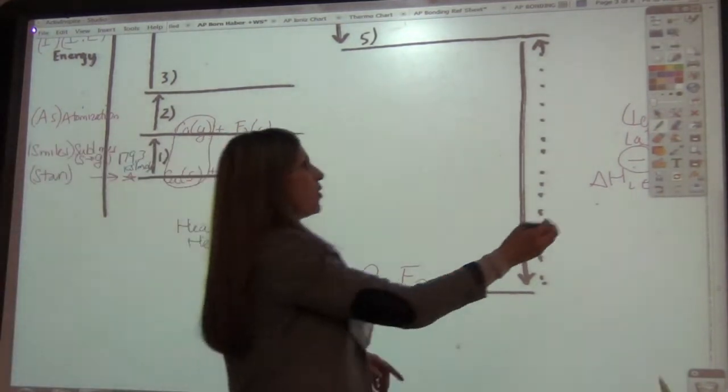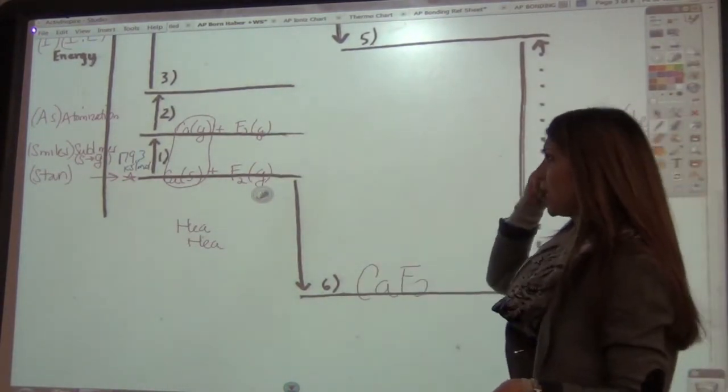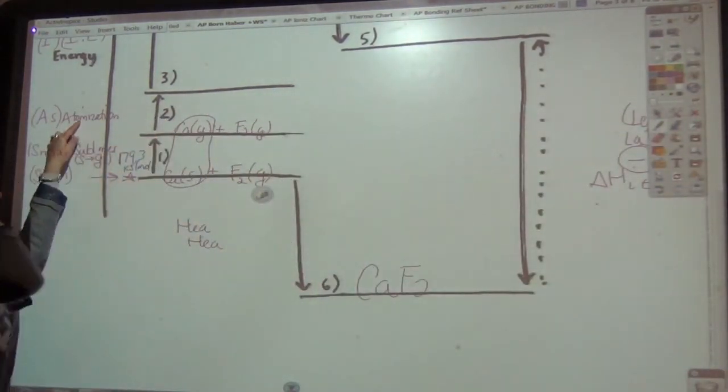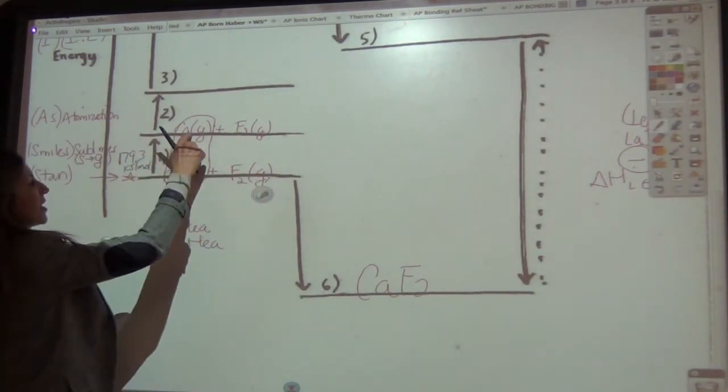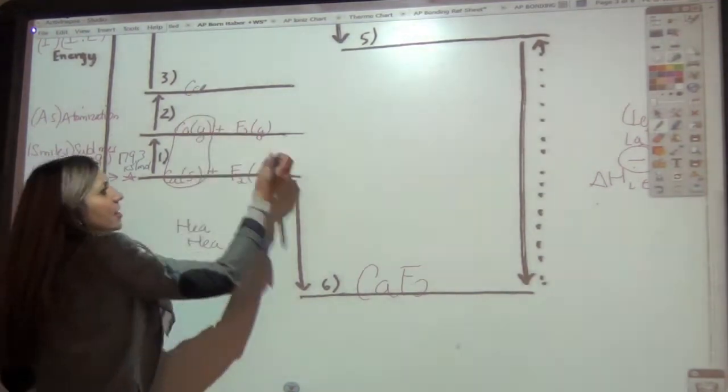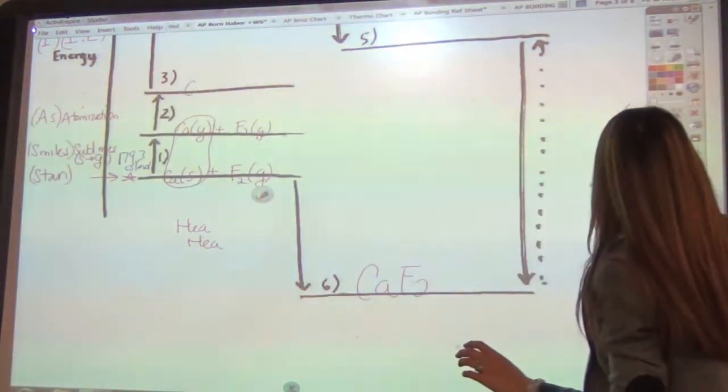Next step. So now what do I need to do? I've already done my subliming, now I'm going to atomize. So what happens in atomization? 2F. Perfect, plus 2F. Now my calcium's still a gas, so I'm not going to change that. It's going to be calcium as a gas.